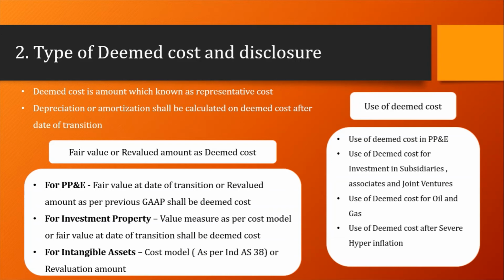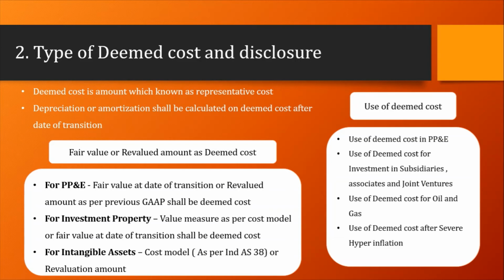Topic number 2, types of deemed cost. Here we will discuss how many types of deemed cost there are and their disclosures. First of all, we have to understand what deemed cost is. Deemed cost is a representative amount which is used to calculate the depreciation and amortization after the date of transition.